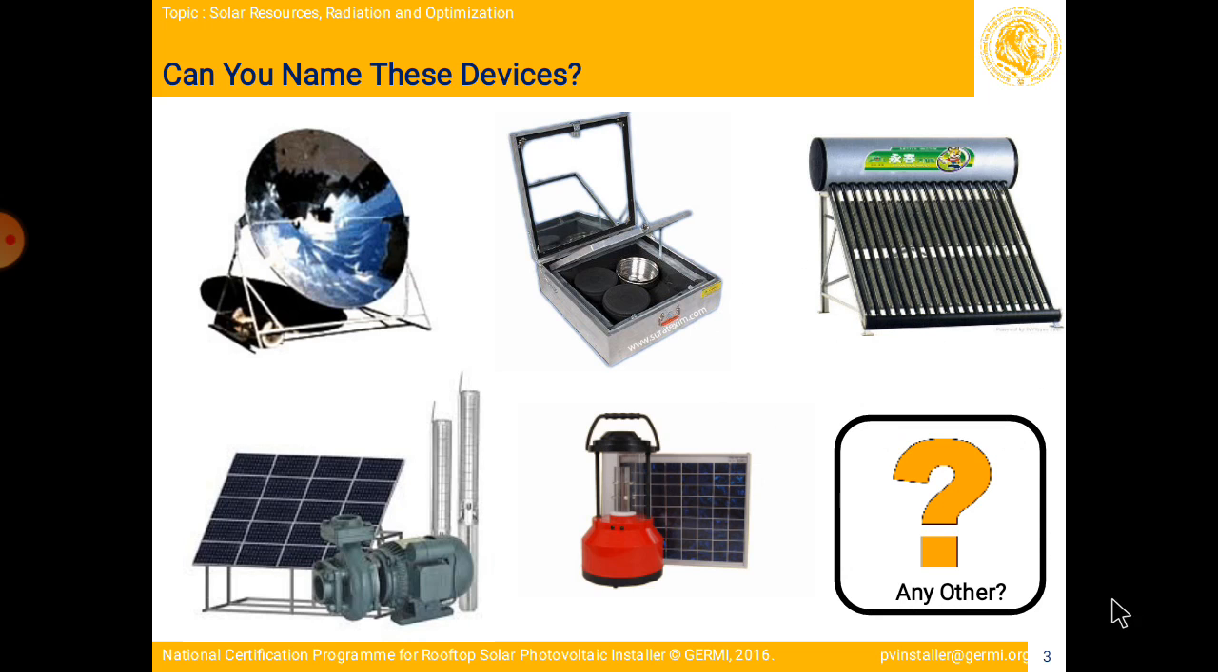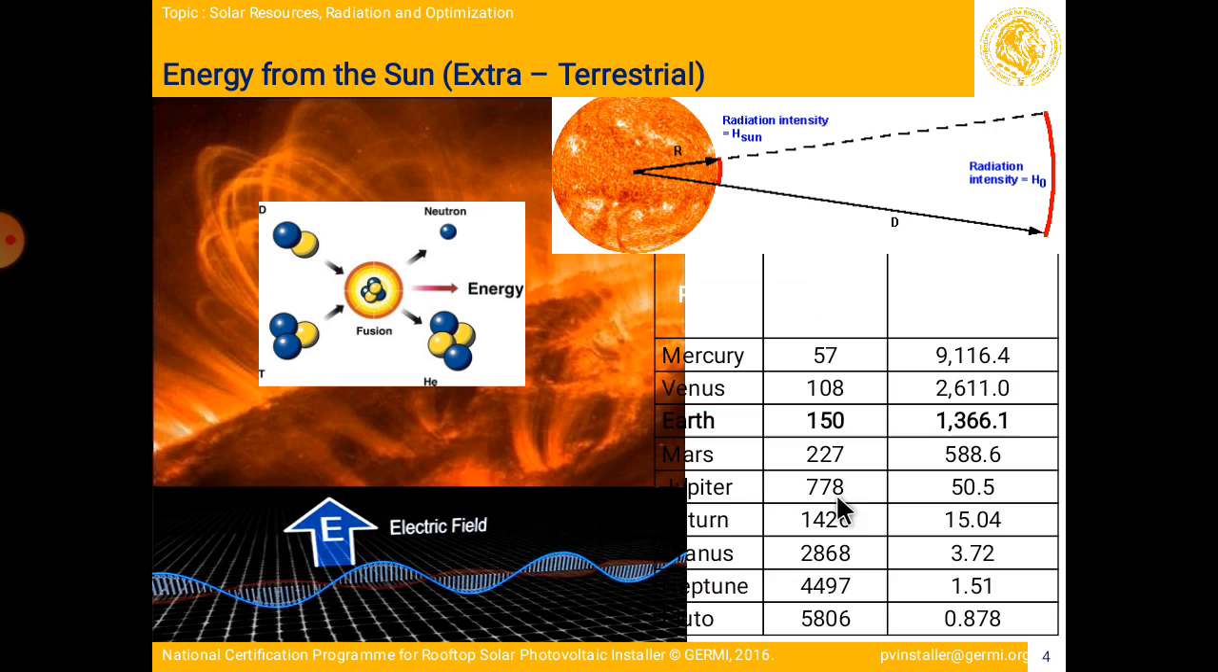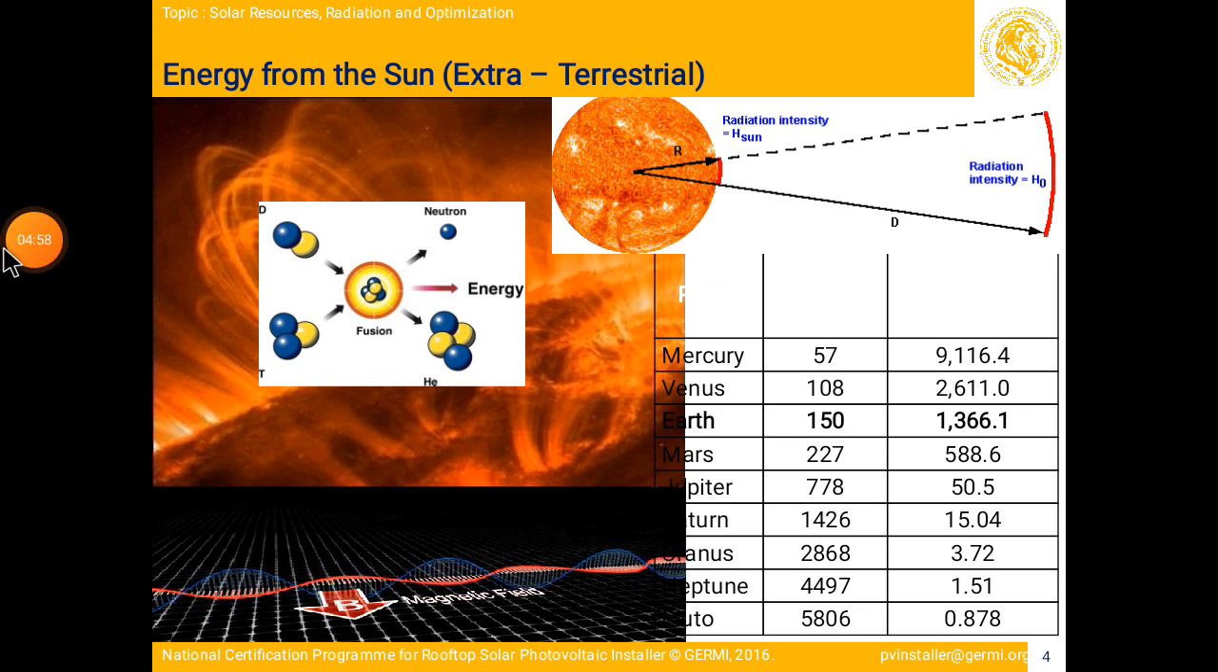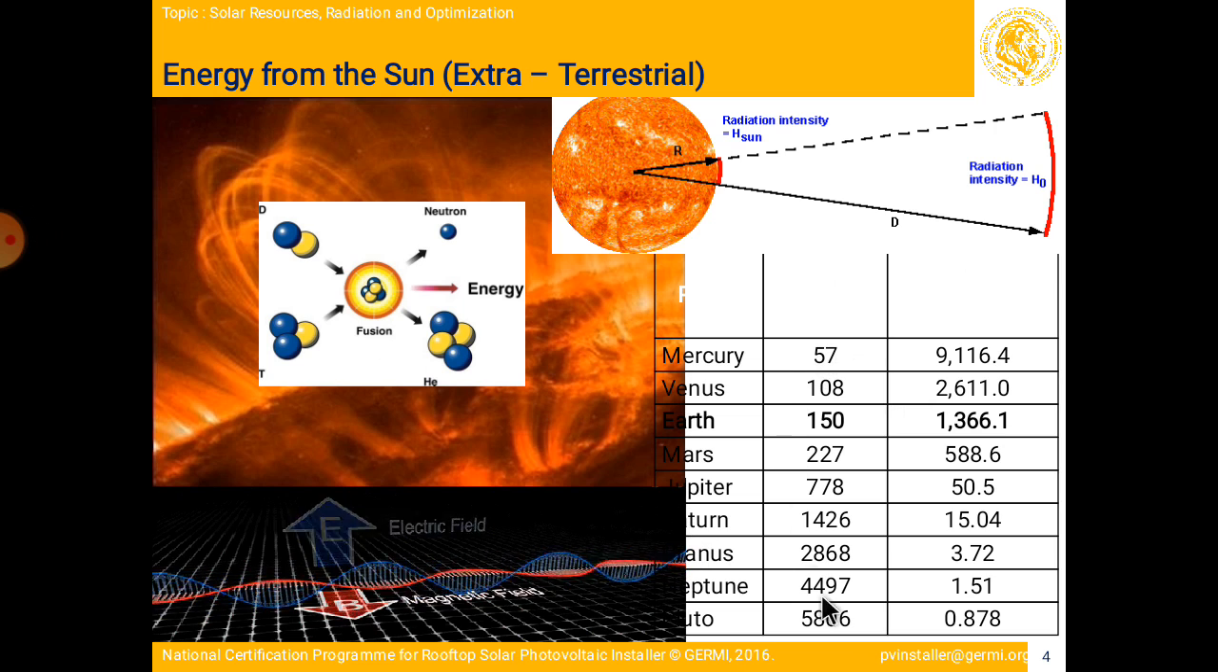Now let us see the energy from the sun, or we can say the extraterrestrial. So over here you can see the planets in our galaxy: Mercury, Venus, Earth, Mars, Jupiter, Saturn, Uranus, Neptune, and Pluto, and this is the distance from the Sun. It is 57 into 10 raised to 9 meter. Similarly for other planets, and we are talking here about the Earth, so we will discuss the Earth only.